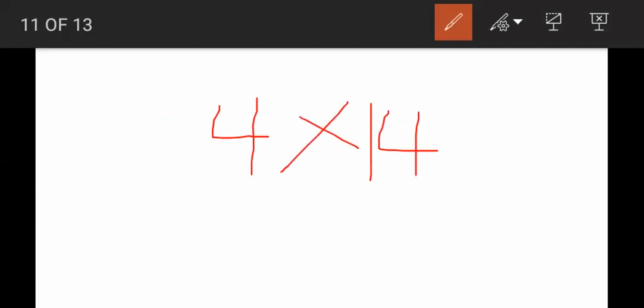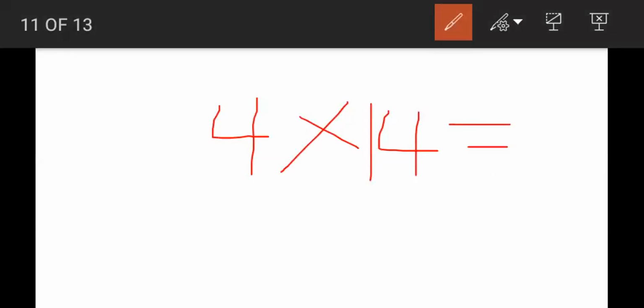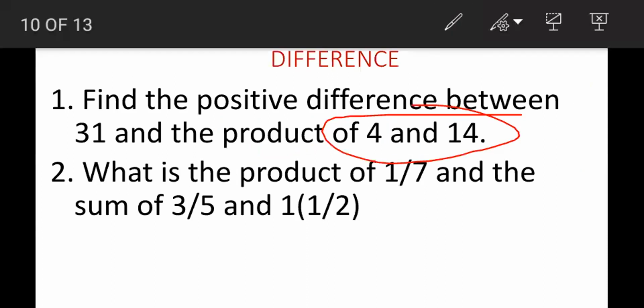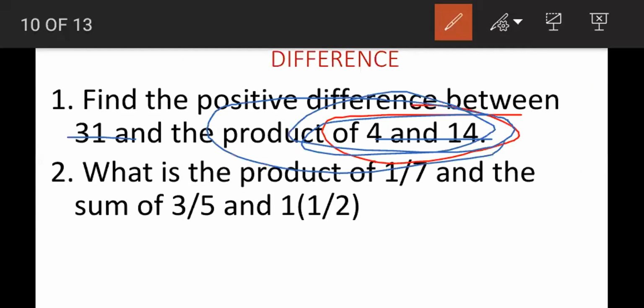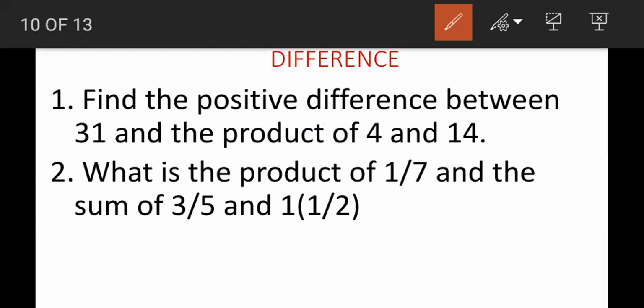Let's simplify that first. The product of 4 and 14 will be what? 4 times 14 will give us 56. We are now told that we find the positive difference between this and this now. We know the answer of both of these. Now we find the difference between this and this. The difference we are now finding is the positive one.